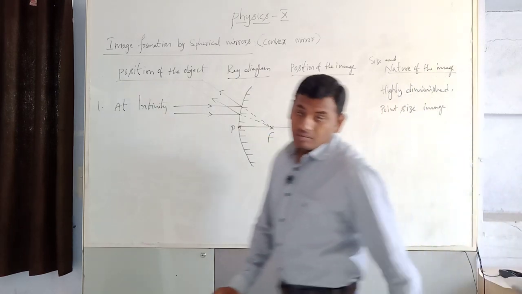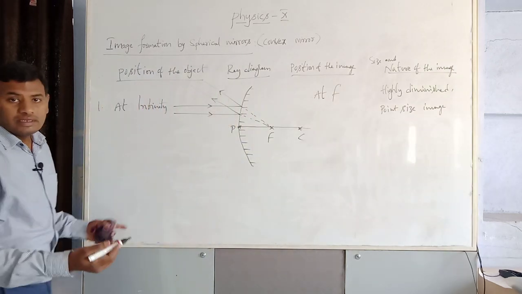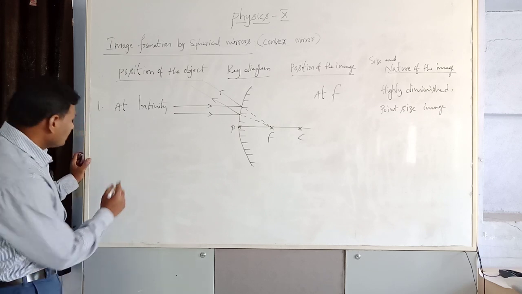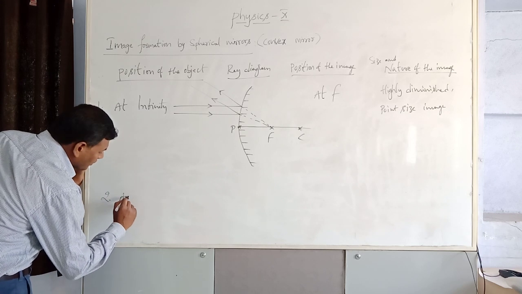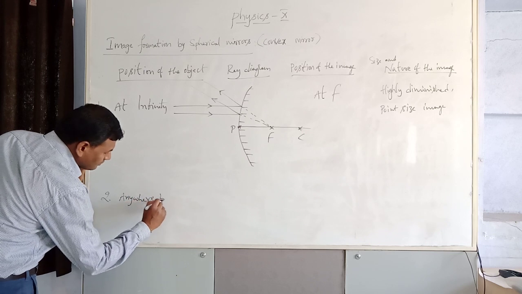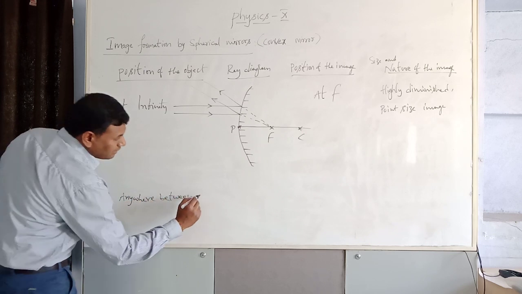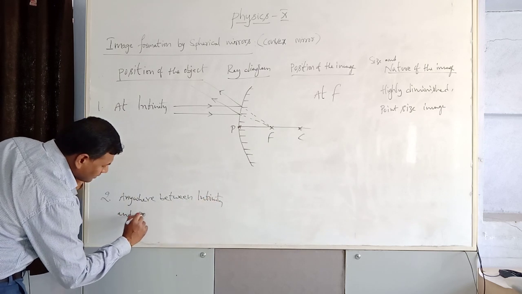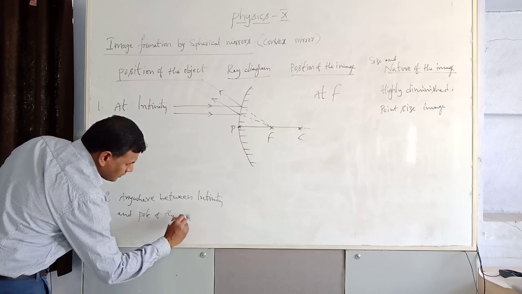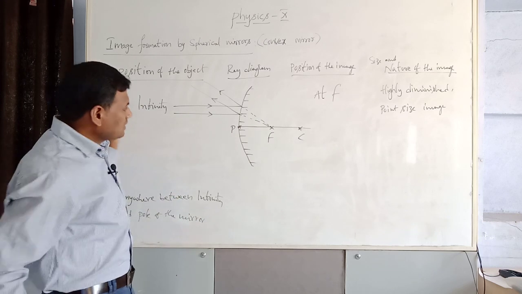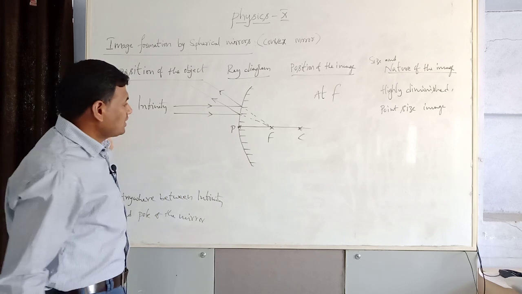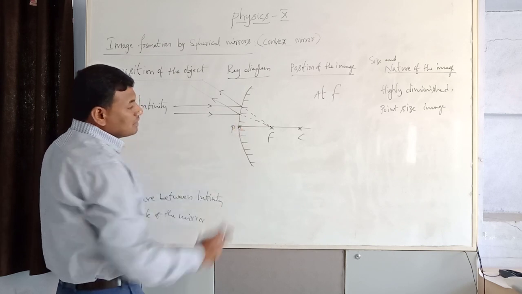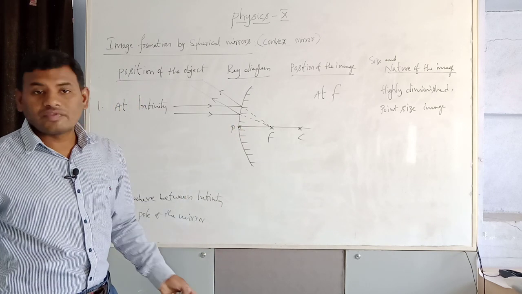Now the next position is anywhere between infinity and the pole of the mirror. So for different positions, here we are considering these rays coming from infinite distance. Now when the object is between infinite distance and the pole of this mirror, let us see the characteristics of the image that is formed.